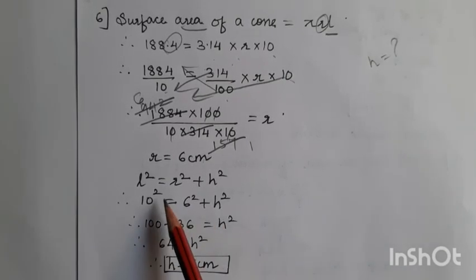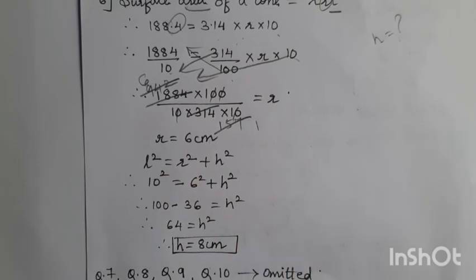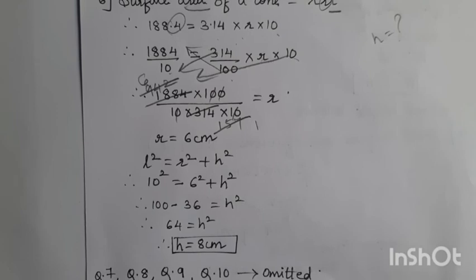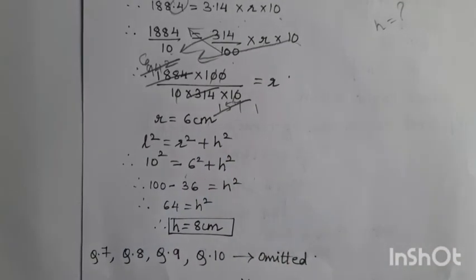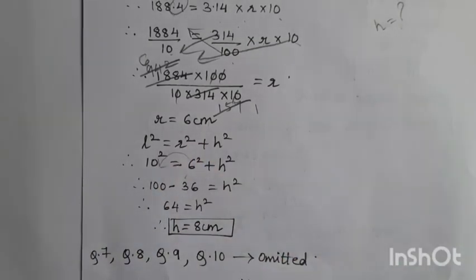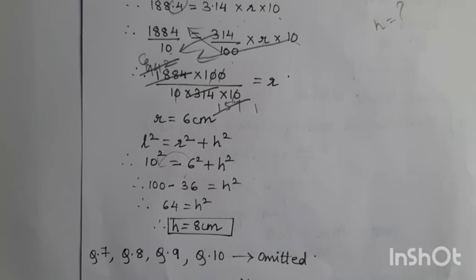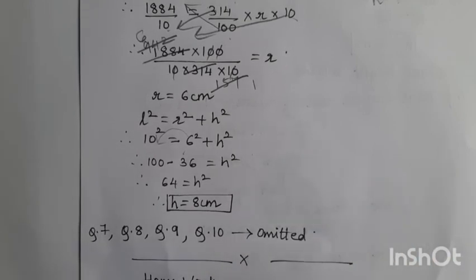Now use the formula to find the perpendicular height. The formula is L square is equal to r square plus h square. L is 10, r is 6. So 10 square is equal to 6 square plus h square. Therefore 100 minus 36, because this 6 square will come here. When it goes to the other side, it becomes minus. So 100 minus 36 is equal to h square. Therefore h square is equal to 64. If h square is 64, h is equal to 8. So you get the perpendicular height as 8 centimeter.